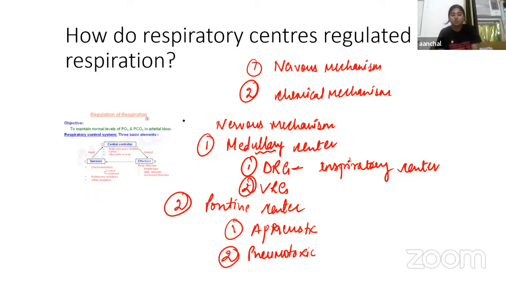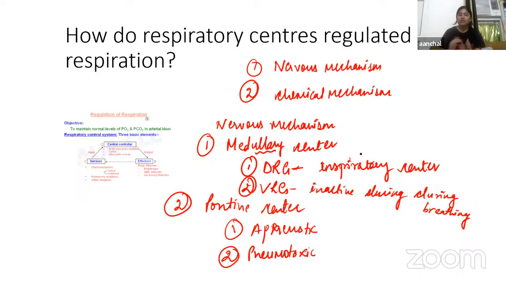Now, talking about their function, this VRG is inactive during quiet breathing. But it also has expiratory neurons. It is inactive during quiet breathing when we are expiring very normally, because expiration is always a passive process. But it becomes an active process whenever we expire forcefully, right? So during forced breathing, this center becomes active. Both inspiratory and expiratory muscles will work there. So this center is active only during forceful expiration. Otherwise, it remains inactive.